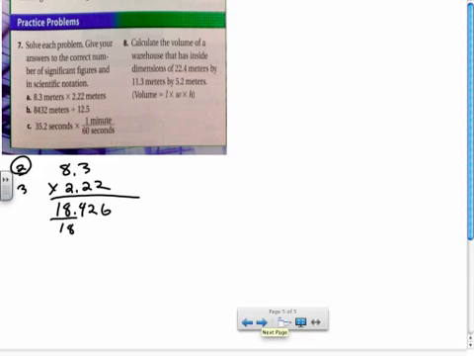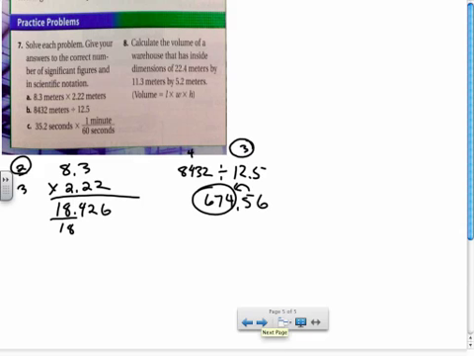Second one, or B, 8.432 divided by 12.5. 4 significant digits, 3. My answer, therefore, can only have 3 in it. So 8.432 divided by 12.5 gives me 674.56. 3 significant digits means that's it right there. This one rounds that up, so it's 675 for the final answer.